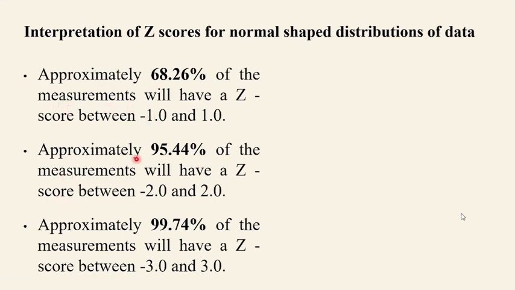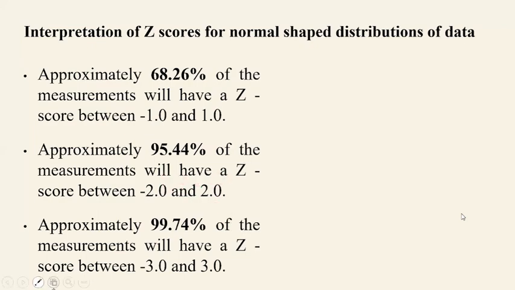Then if we take 100 students' marks and convert all of them to Z scores using the previous formula, around 95% of the students' Z scores will be between -2 and +2. Similarly, almost all the students' marks will have a Z score between -3 and +3. This is the distribution pattern. If your marks have a normal distribution, then this pattern will be followed.